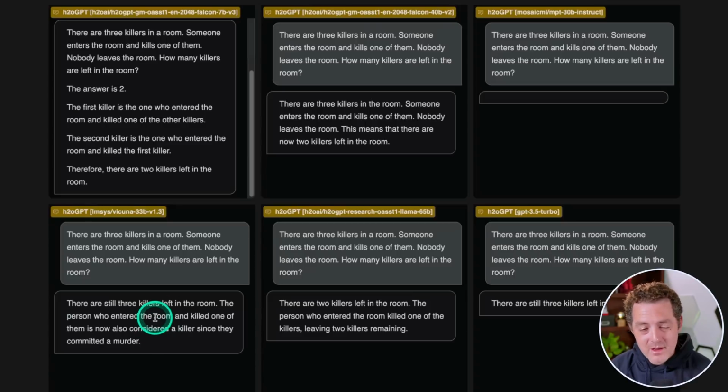This actually logically makes sense, but they're not taking into account that the person who was killed is still a killer. LLaMA 65B, there are 2 killers left in the room. Nope. GPT 3.5 Turbo, there are 3 killers left in the room. No. So not a single one passed this one either.